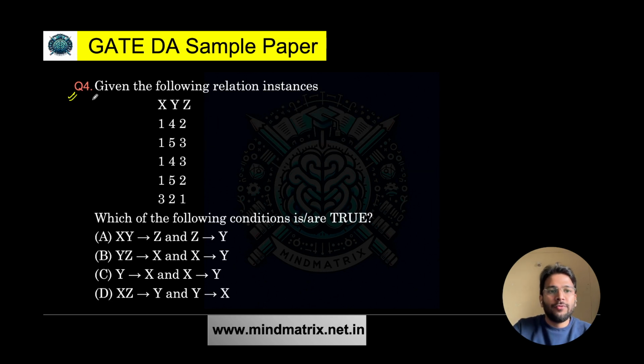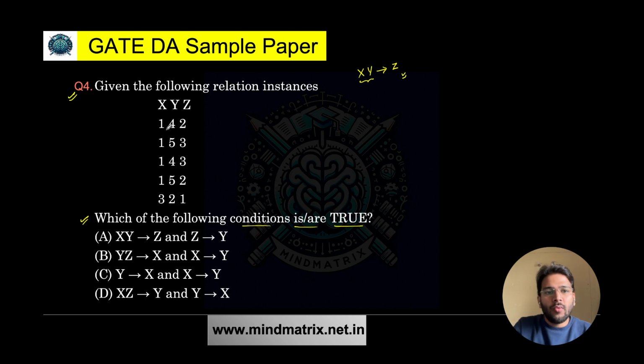So here we have question number 4. Given the following relation instances, we have 3 attributes X, Y, Z, and the tuples, the rows are given to us, the data is given to us for these 3 attributes. Now we have to find which of the following conditions is or are true. So here let's consider option by option. Option A is saying XY determines Z. When I say XY determines Z, that means the combination of XY will uniquely determine Z. So let's check whether it is true or not.